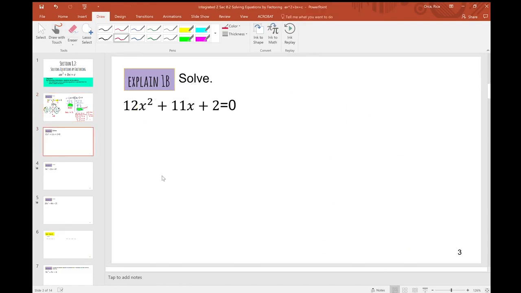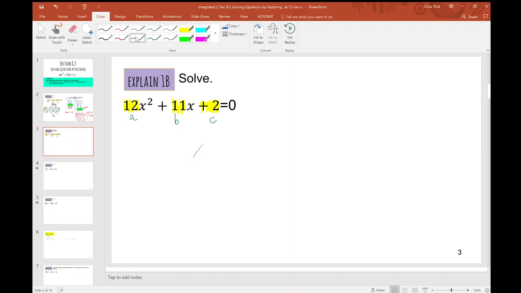Let's look at explain 1b. So once again, I'm going to use the bottoms up method, or you can call it the X method. And I know to use this method because if you look at the left-hand side of the equation, we have a trinomial. So step number 1, let's identify A, B, and C. A is 12, B is 11, and C is positive 2.